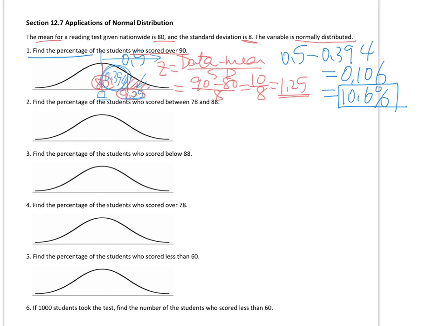That's the first part. Okay, let's go back to the question and review this quickly again. We need to find the percentage of the students who score over 90. Over 90 means more than 90. So therefore, I shaded this region as more than 90. From the diagram, after we do the diagram, we said we need to find the z-score. Z-score is defined as data value minus mean, divided by standard deviation. We found the z-score as 1.25.